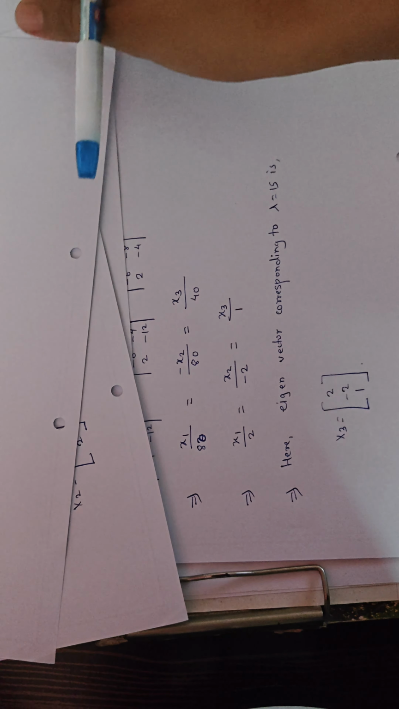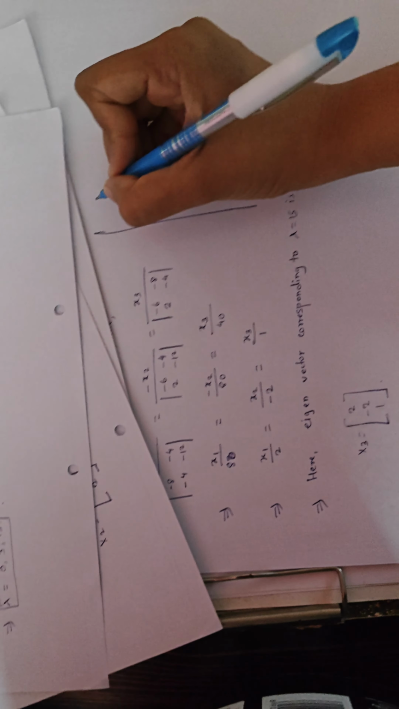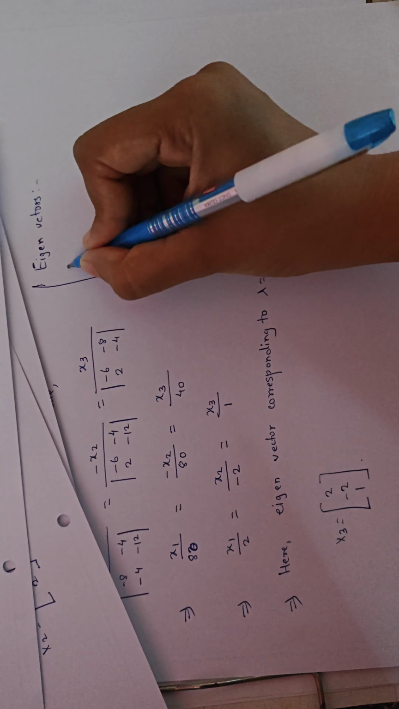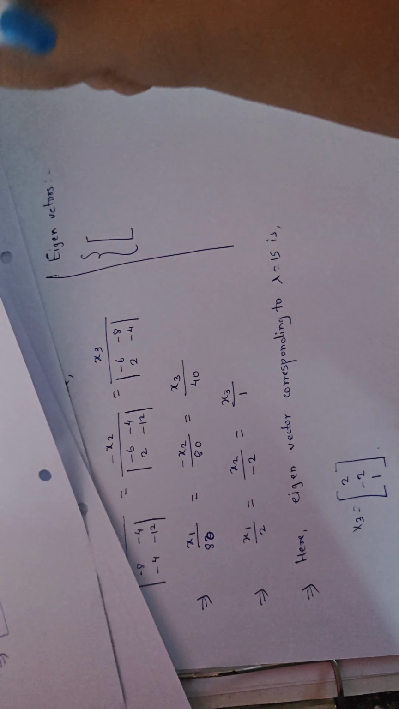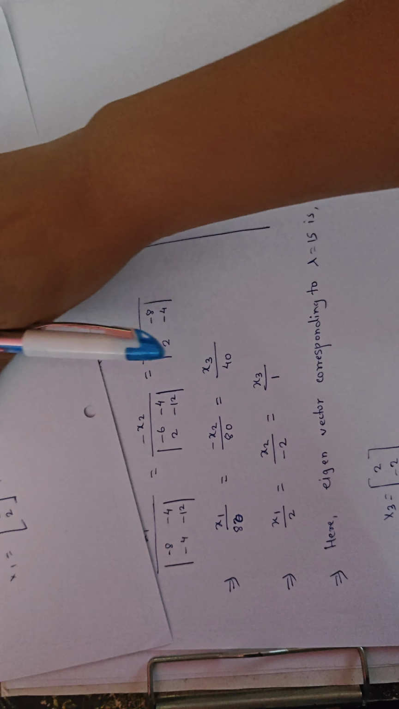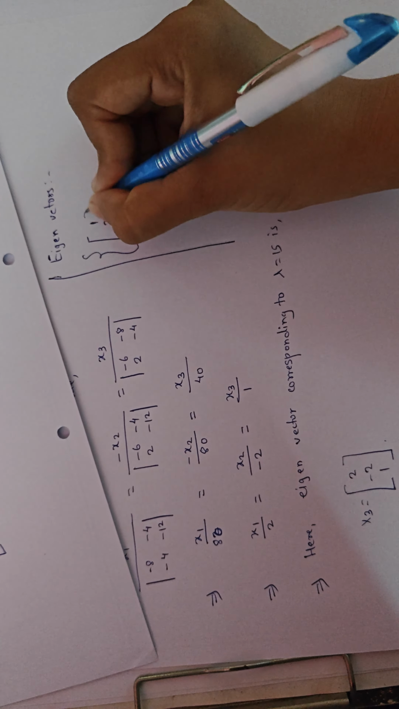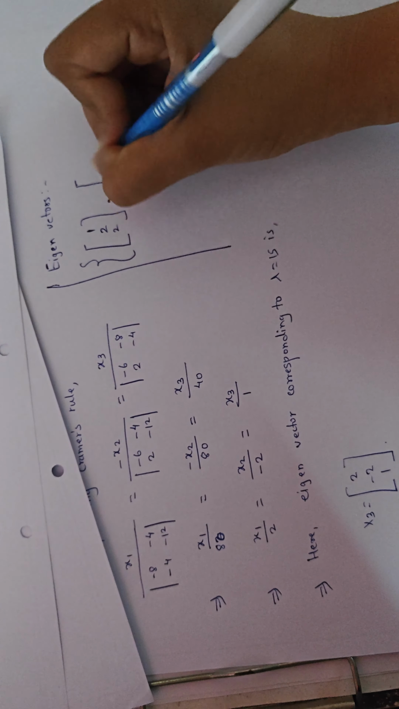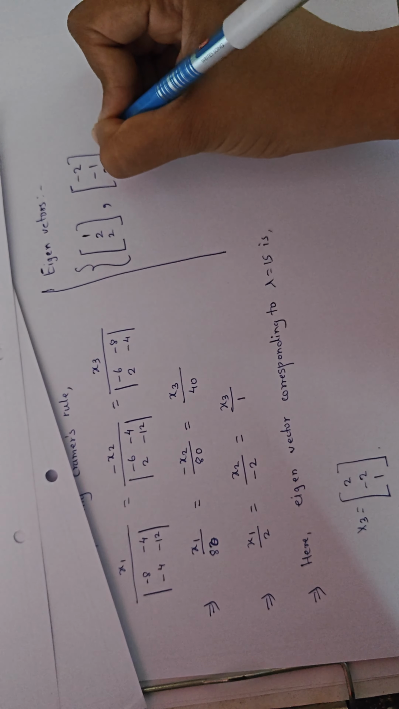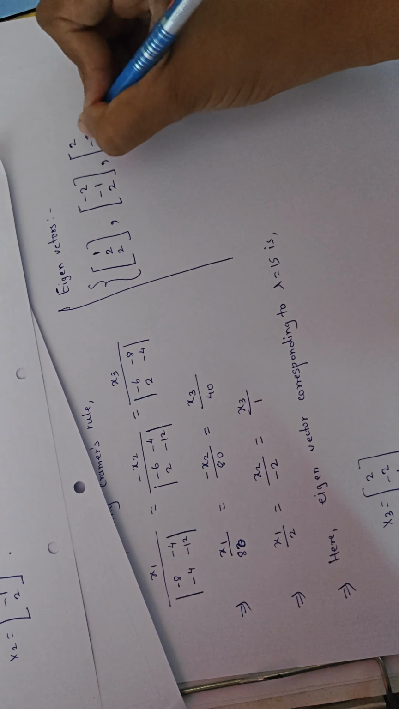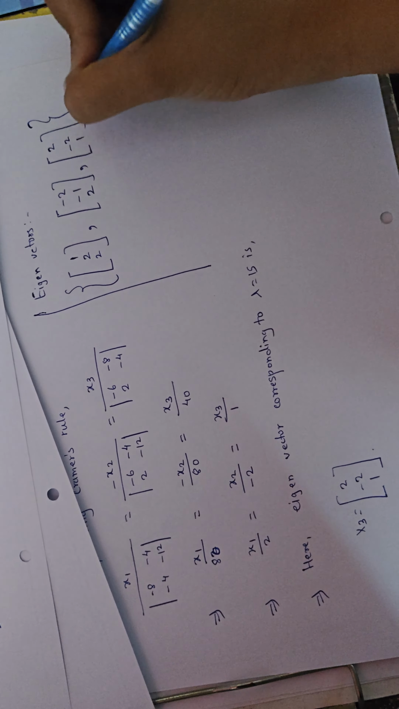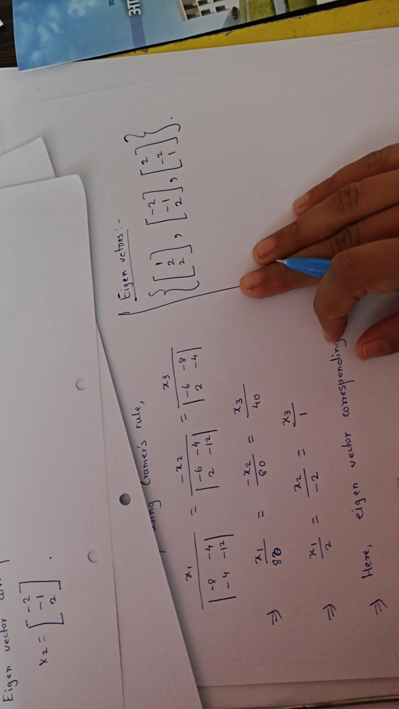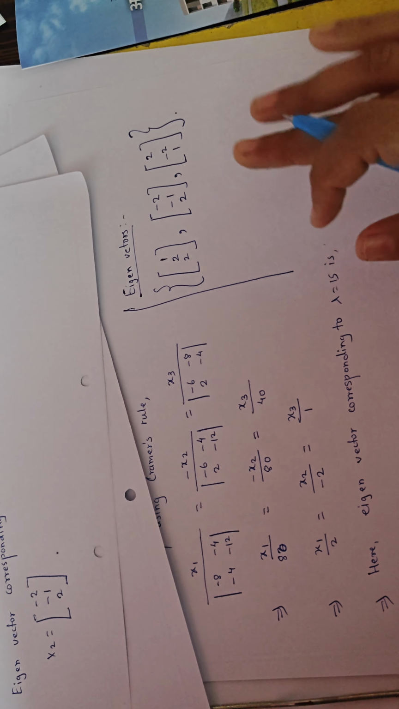So, we can write the eigenvectors as x1, x2 and x3, which is 1, 2, 2, then minus 2, minus 1, 2 and 2, minus 2, 1. See students, these eigenvectors are for distinct eigenvalues. Here we have 3 distinct eigenvalues. For repeated eigenvalues, we will see in the next video.